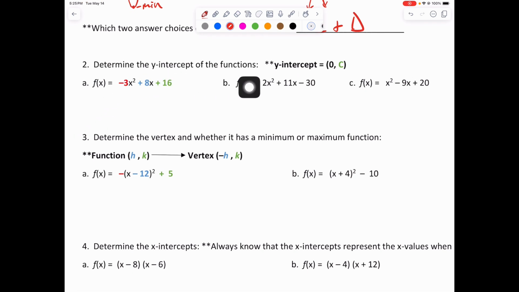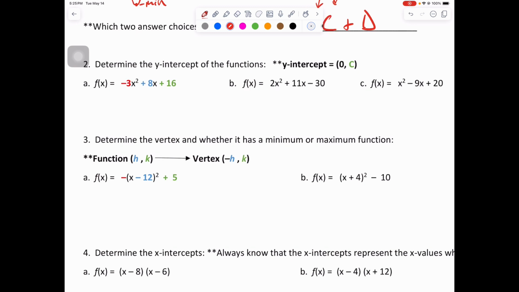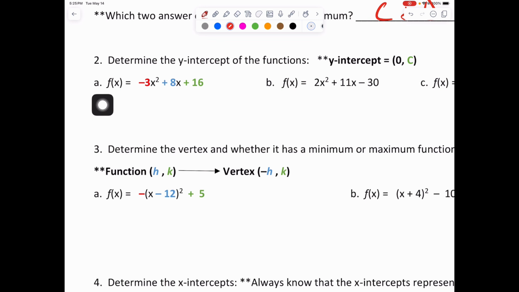Determine the y-intercept of the functions. Y-intercept equals (0, c). Because all of the functions are in standard form, we can easily identify the y-intercept. I have pre-color coded some of these just to speed up the process, as this is a lengthy review. For practice A, our -3 is our a value, our +8 is our b value, and our +16 is our c value.